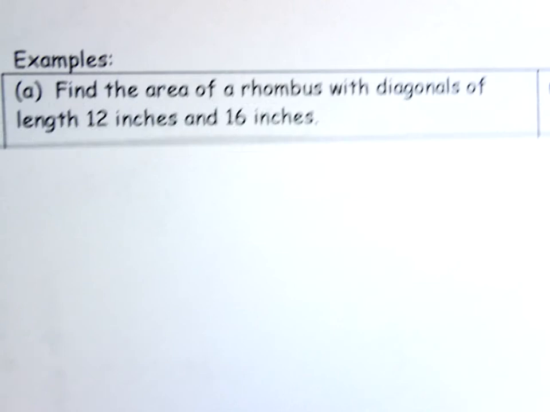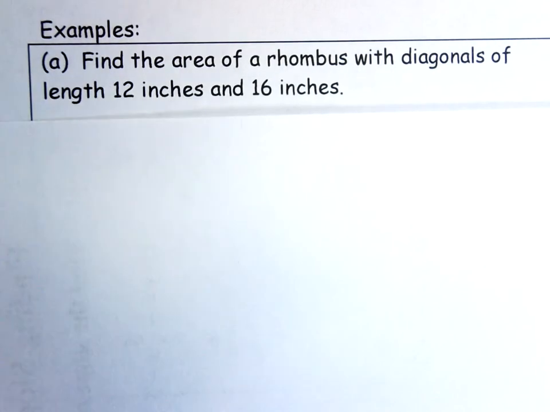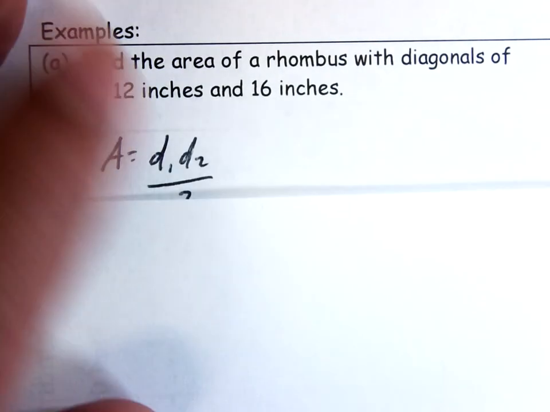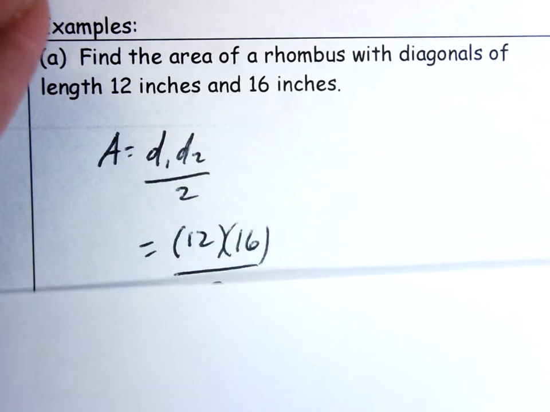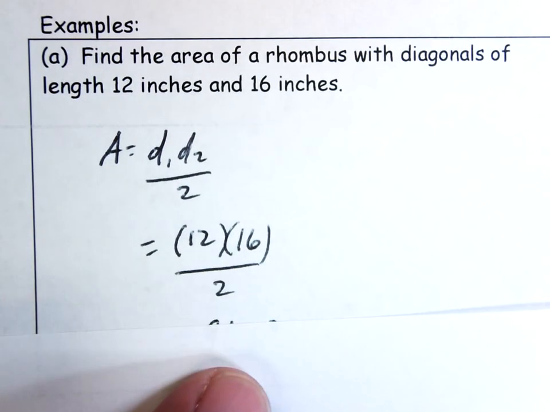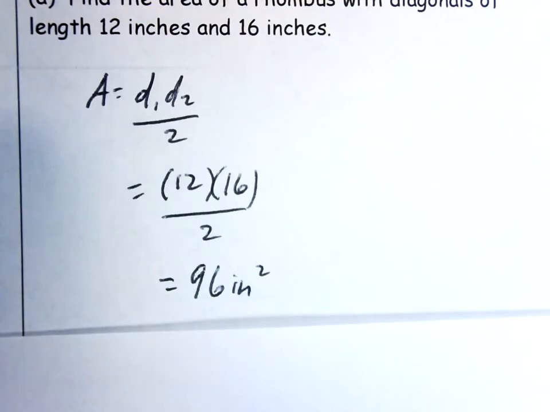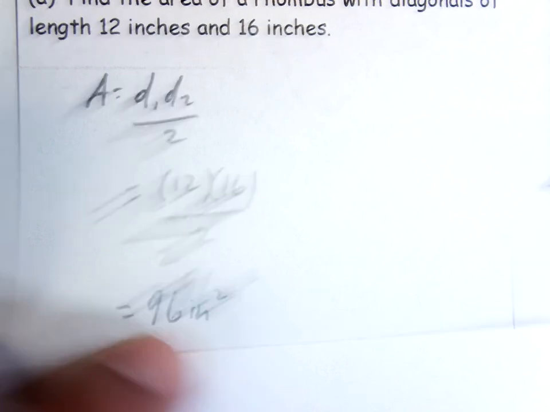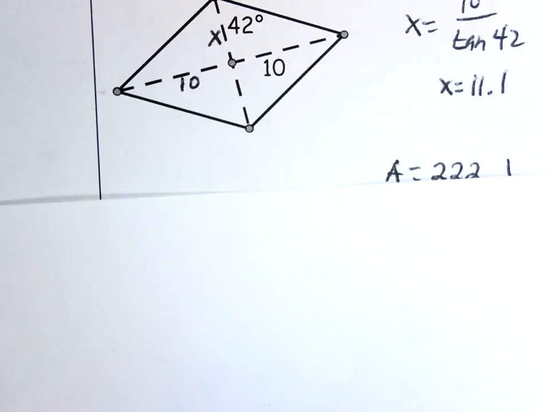Which we've got here. It says find the area of a rhombus with diagonals of 12 and 16. So if I already know my diagonals, area is equal to d1 times d2 divided by 2, which is equal to 12 times 16 divided by 2, which is just 96 inches squared. All right, find the area of this rhombus.